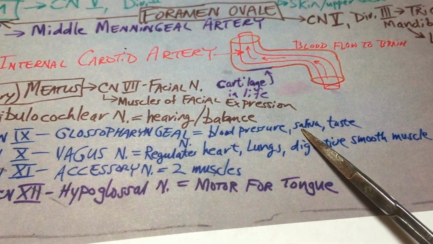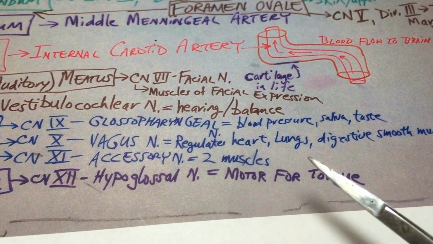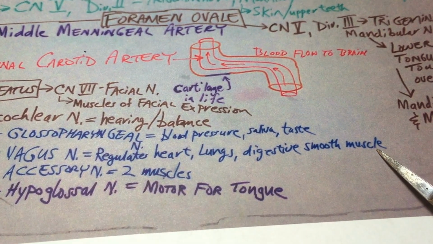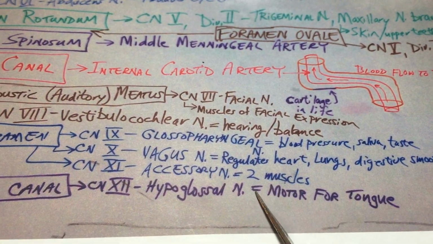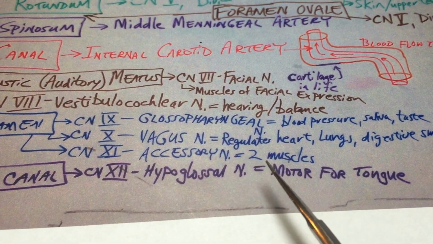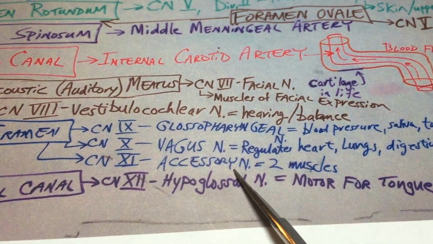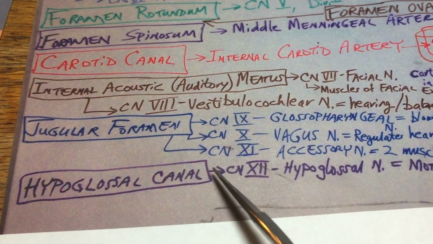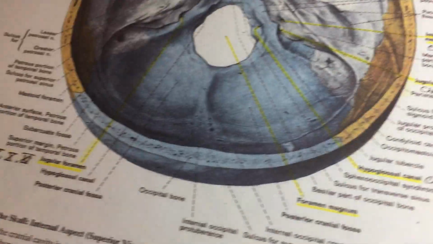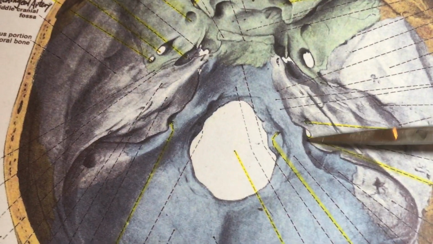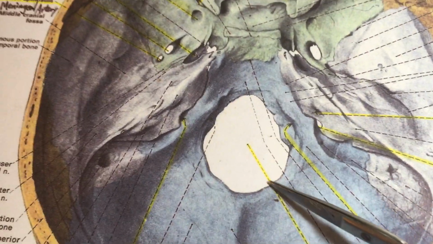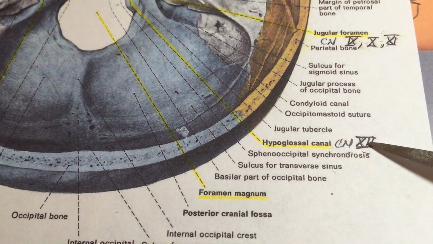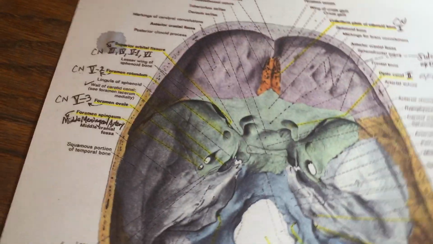Glossopharyngeal, dealing with blood pressure, saliva, taste. Vagus is really busy. It regulates heartbeat, lungs, and the digestive system from the oral cavity all the way down to the large intestines, transverse colon. Very busy indeed. The cranial nerve 11 takes care of just 2 muscles, trapezius and sternocleidomastoid, and we'll get to that when we get to muscles. And then finally we have the hypoglossal canal. Let's take a look at these openings. Okay, we just noticed this is the jugular foramen, and then notice here in the side of the foramen magnum, we have a sideways little opening here for the hypoglossal canal, cranial nerve 12. It innervates the tongue for motor activity.